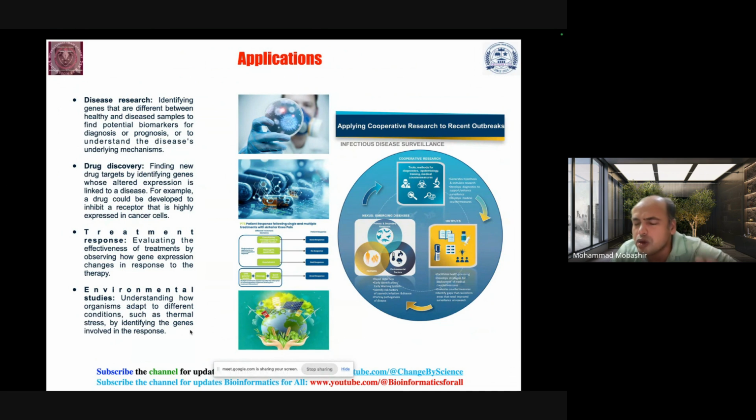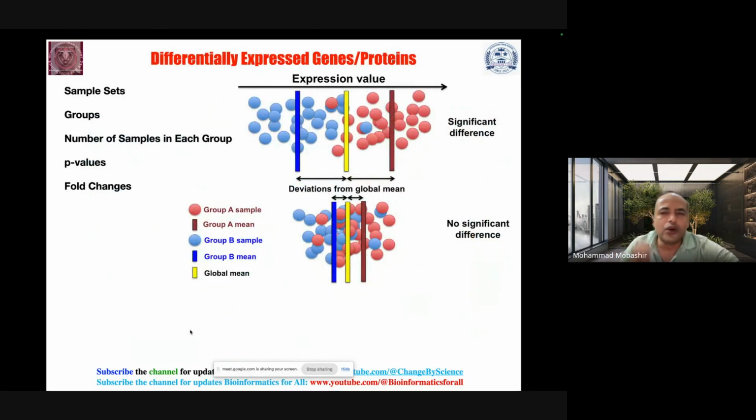So these are the quite common and useful applications of the fold changes, p-values, and more things. But there are diverse applications, and it is used almost every day in the lab or in the universities at college levels. Now, what are the factors which you need to understand? Those samples, number of samples, sample sets or groups, and how many samples are present in each group, then p-values, fold changes. So these things you need to understand clearly.